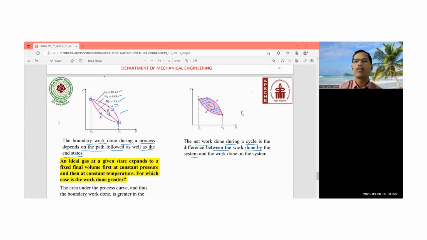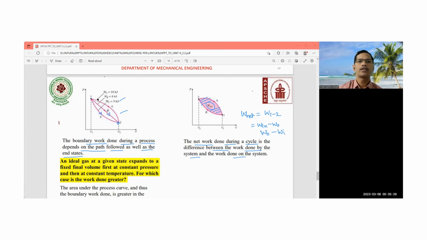So W net is nothing but equal to W 1 to 2 W net. That is here, what is the work input minus what is the work output. The net work during a cycle is the difference between work done by the system, that is work output, minus work done on the system, what is work input. So this is the net work output from the cycle, right?